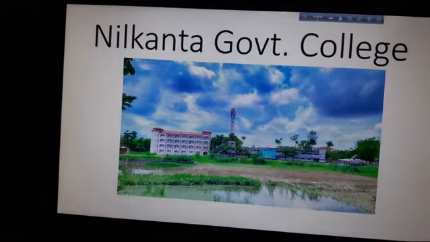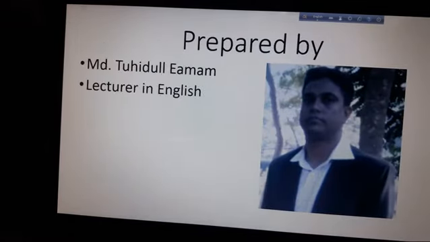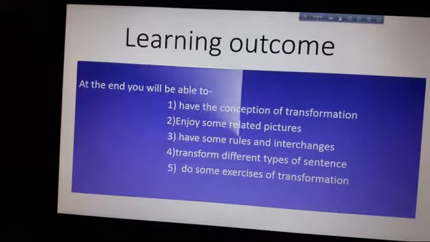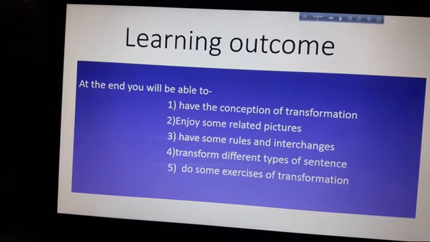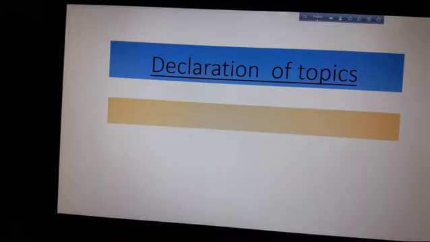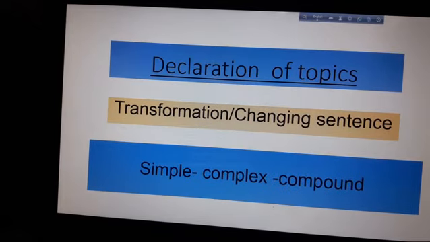You know that the college name and prepared by me, learning outcome. In the previous class I have discussed these topics, but today the formality of this class, for that reason I will show the different types of items, declaration of topics, transformation or changing sentences, simple complex compound. These topics I will discuss today.